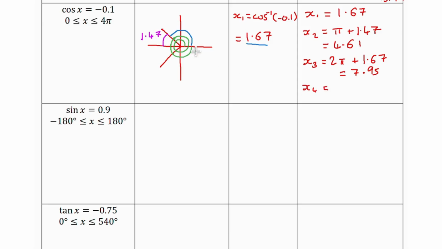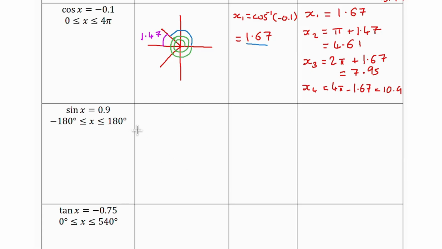And x4 is going to be, well, I could do from here 3 pi plus the purple angle, or I could do 4 pi minus the 1.67. I'm going to do that one, 4 pi minus the 1.67, which gives me an answer of 10.90 or 10.9. And there I've got my 4 solutions for this particular equation.